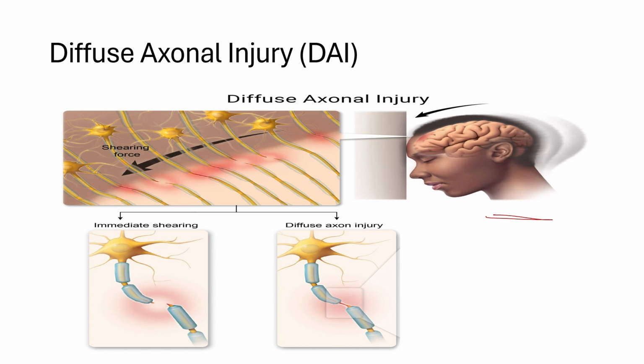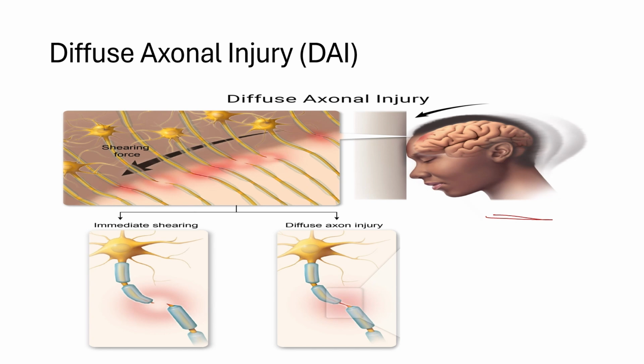These acceleration, deceleration, or rotation forces are very high in speed, like high speed motor vehicle accidents, falls from height, or shaken baby syndrome. So these shearing forces stretch, twist or tear the axons and small vessels of the brain parenchyma, leading to widespread brain damage, immediate coma, or in many cases a persistent vegetative state.